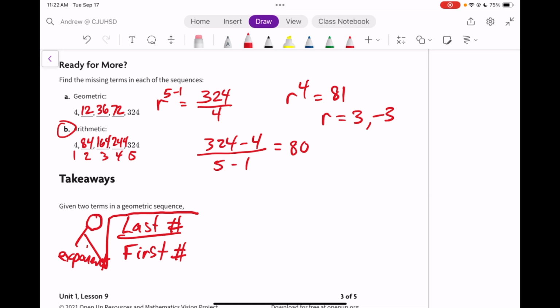Or what we could say is that if you do the first number times the ratio to the power of n minus 1, then that's equal to the last number. From solving that equation, that's how we get our answer. So we can replace that exponent over here with an n minus 1.